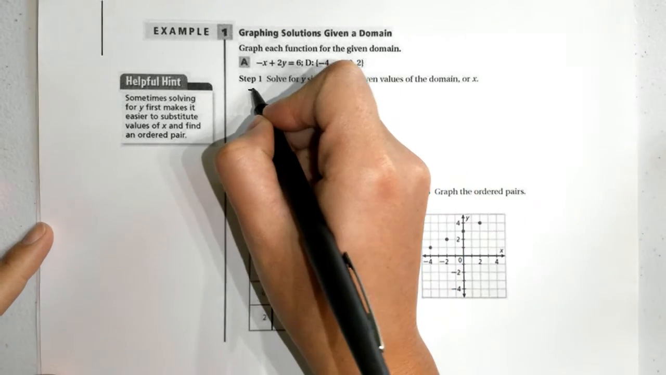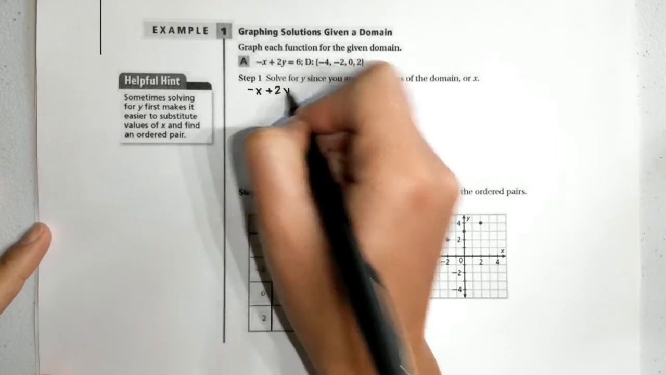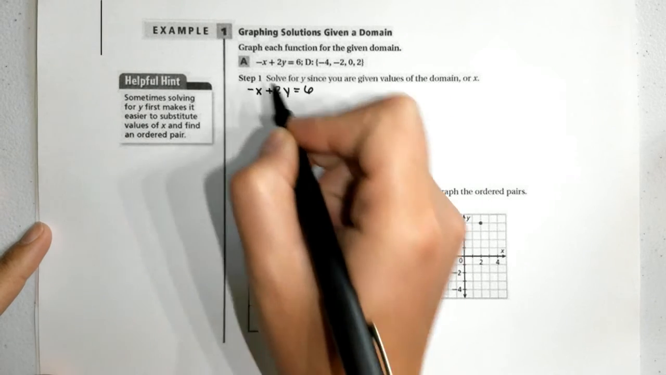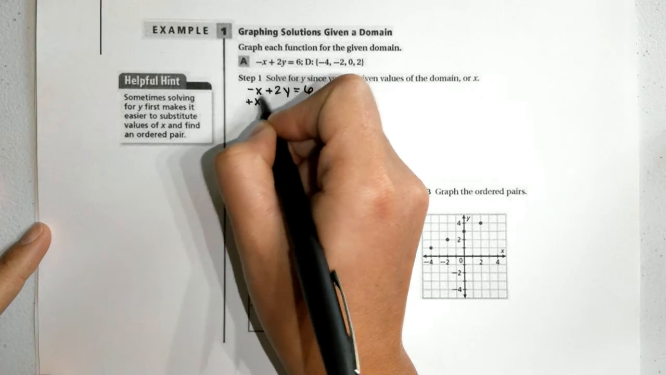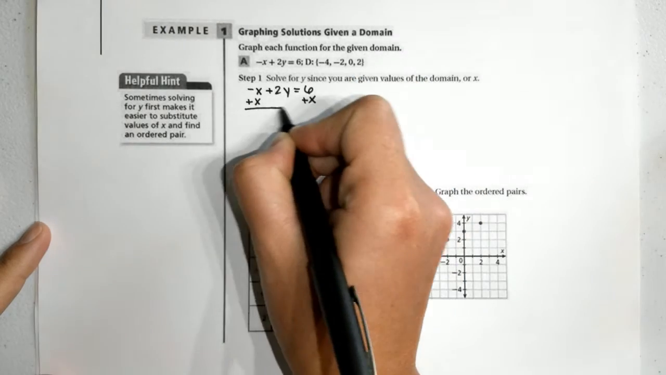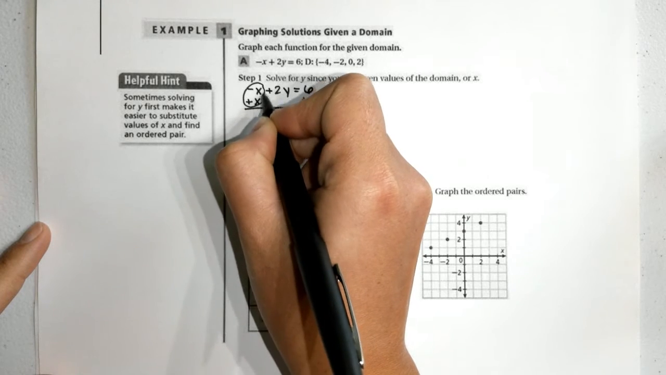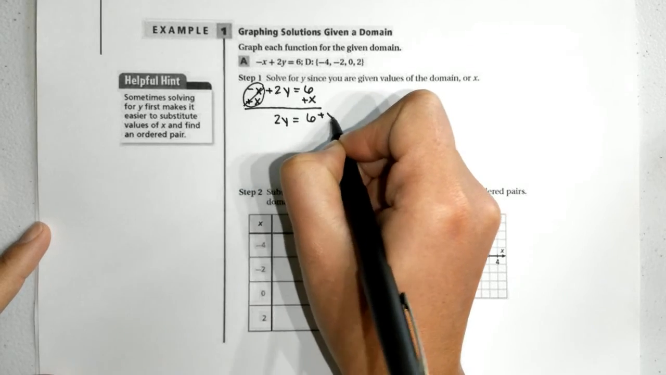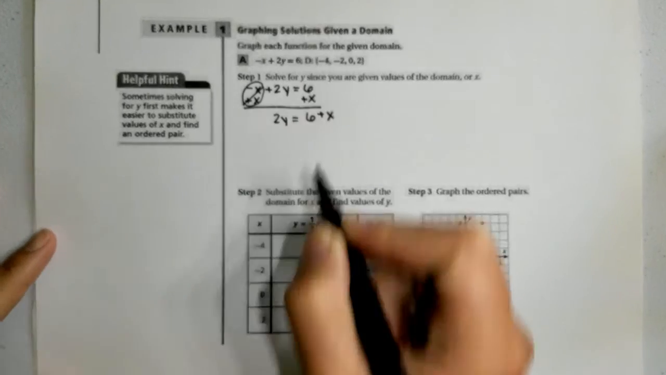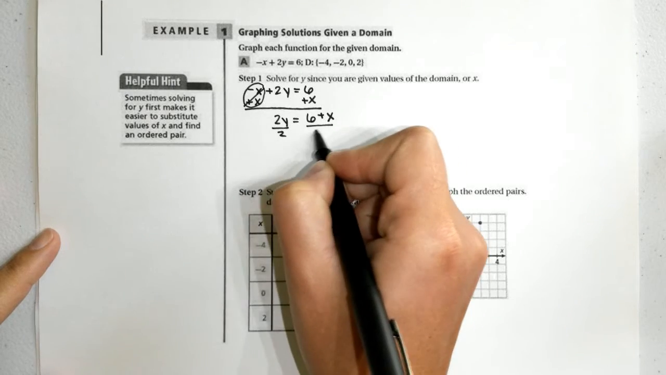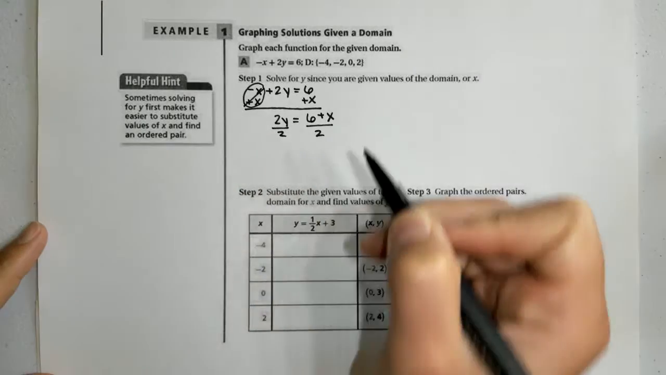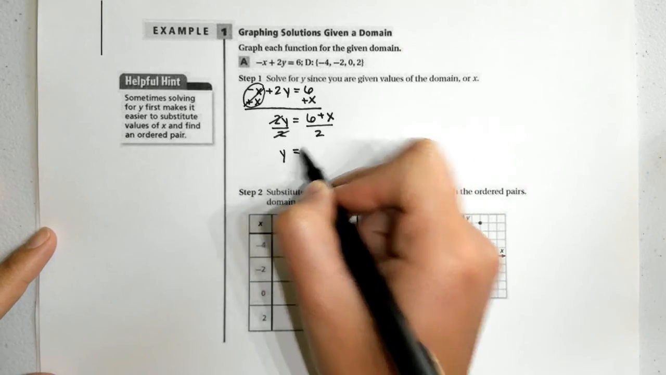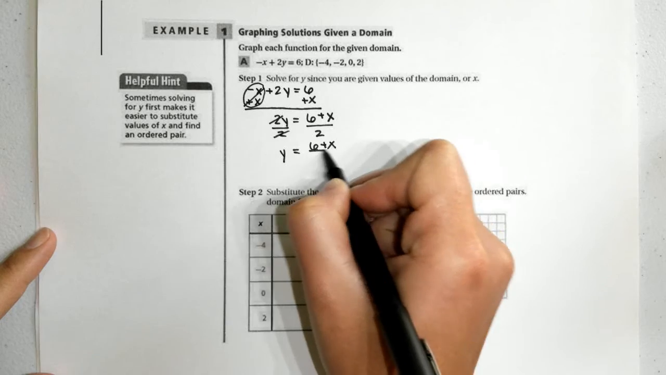So I have negative x plus 2y equals 6. I want to get the term with y by itself first, so I'm going to add x to both sides to make this a 0. Minus x plus x gives me 0, so I'm left with 2y, and then I have 6 plus x. I want to get the value of just 1y, so I'm going to divide both sides by 2. 2 divided by 2 is 1, so I'm left with y, and then I have 6 plus x over 2.